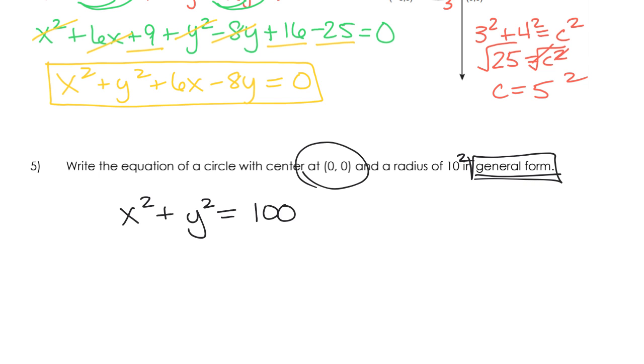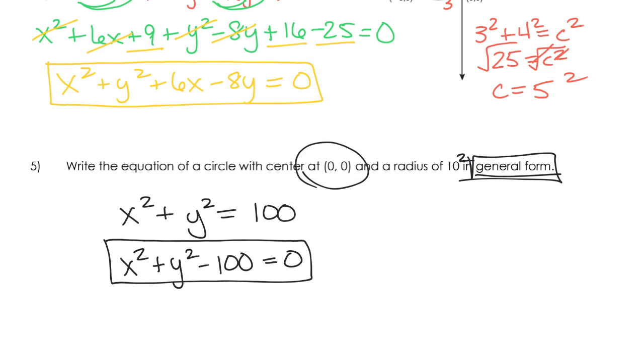They want general form. So the cool thing is there's nothing to expand. The only thing we need to do is bring over the 100 so we're equal to 0. And so that was a little bit of a different scenario at the end. A little bit different, a little bit easier, but it makes you think twice that you're doing it right, but you are.